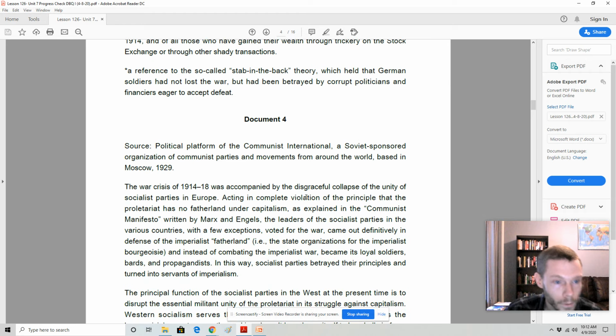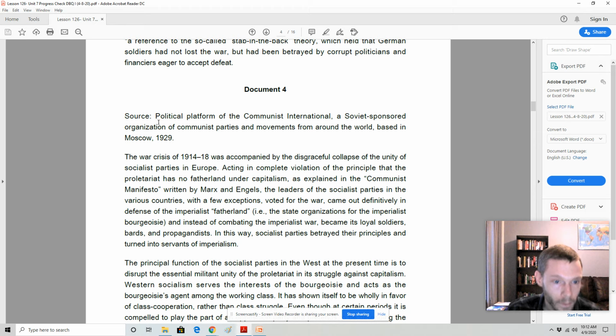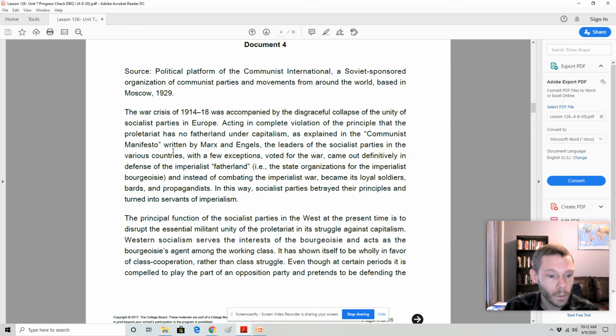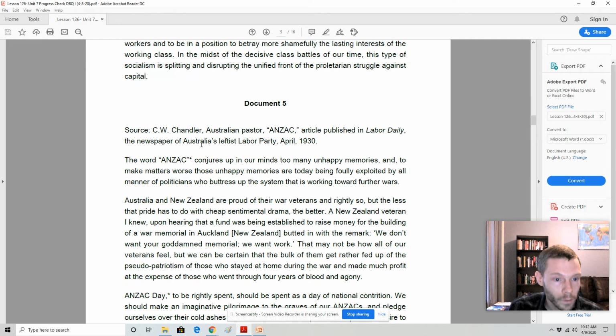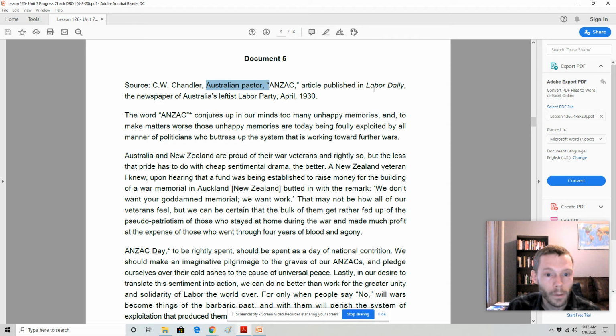Okay, document 4. This says it's the political platform of the Communist International, a Soviet-sponsored organization of communist parties based in Moscow. So again, think about the purpose of a political party, how they could use evidence from the First World War. Document 5, this is from an Australian pastor. Okay, so now we're looking at a religious official. The Anzac were the name of the troops that dealt with the First World War. And it's explaining information as an article published in Labour Daily, the newspaper of their leftist Labour Party.